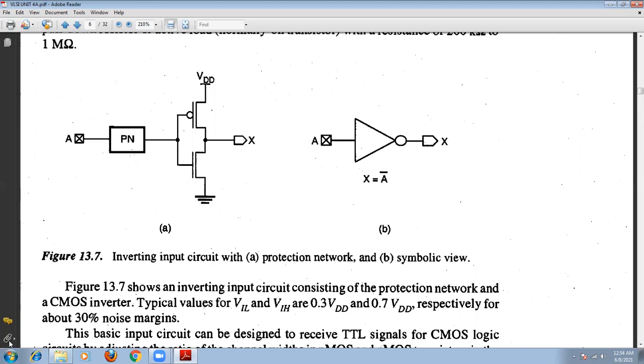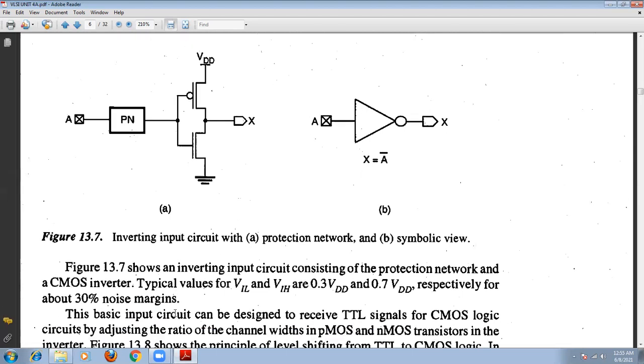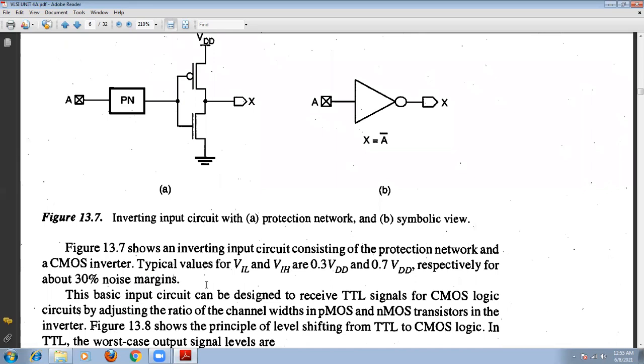For example, if we consider VDD equal to 5 volts, then 1.5 volts is the input and 3.5 volts is the output high state, respectively, with a high 30% noise margin. Sometimes, whenever we are using the circuit, the TTL signals received at the input have different logic levels compared to the CMOS logic levels.